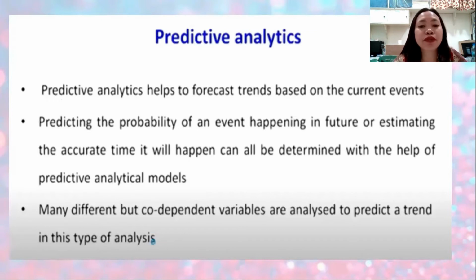Predictive analytics helps to forecast trends based on current events. Predicting the probability of an event happening in the future, or estimating the accurate time it will happen, can all be determined with the help of predictive analytical models. Many different but codependent variables are analyzed to predict a trend in this type of analysis. So risk is associated with the consequences of what actually happens. When you say predicting, obviously it is discussing what will happen in the future, right? So we also have what we call predictive decision models, which often incorporate uncertainty to help managers analyze risk.